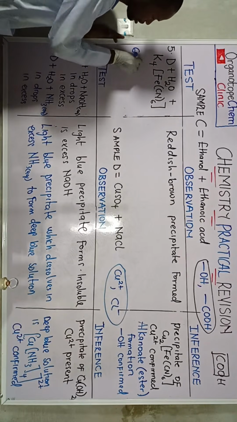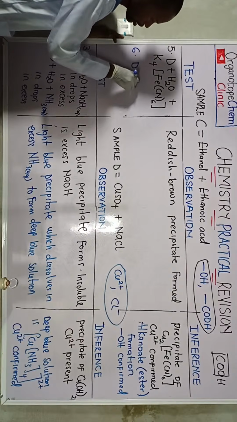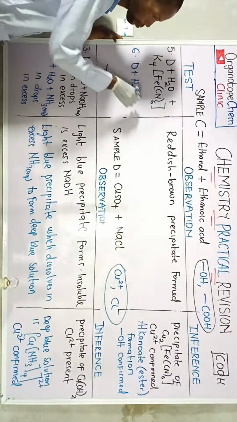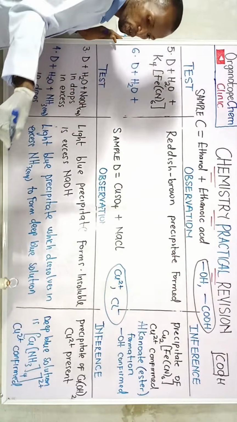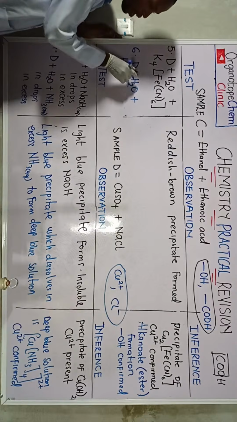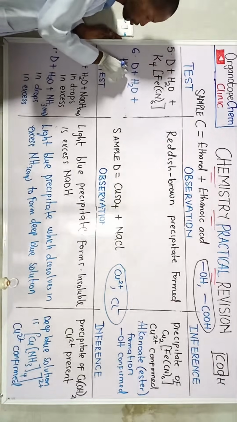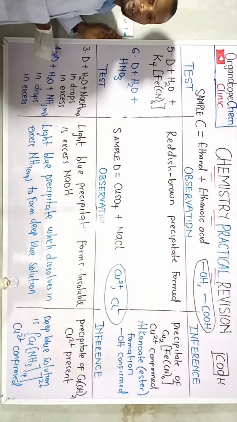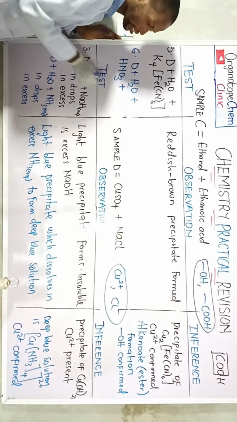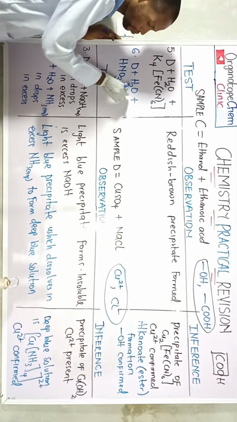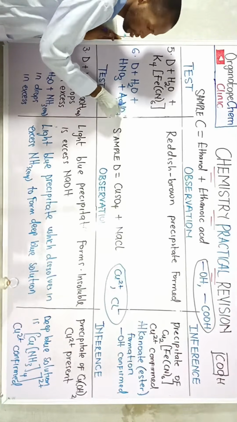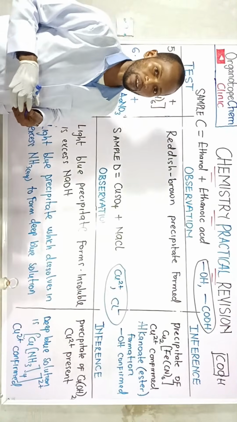We are having D plus H2O, that's the D solution, okay, plus what? What did we add at first? We added the acid to acidify the sample D. You had HNO3, okay? So on adding HNO3, it has been acidified. You will now add silver nitrate, AgNO3. Is that okay? You have silver nitrate.